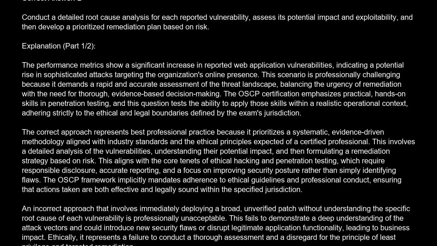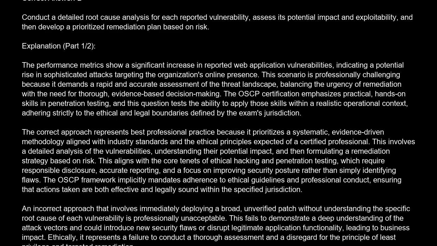This scenario is professionally challenging because it demands a rapid and accurate assessment of the threat landscape, balancing the urgency of remediation with the need for thorough, evidence-based decision-making. The OSCP certification emphasizes practical, hands-on skills in penetration testing, and this question tests the ability to apply those skills within a realistic operational context, adhering strictly to the ethical and legal boundaries defined by the exam's jurisdiction.